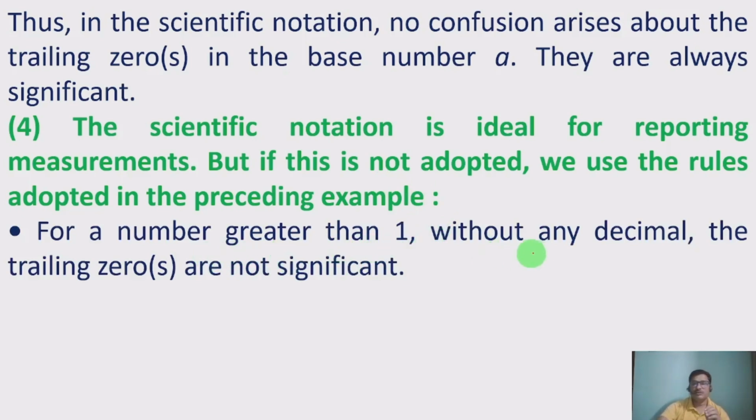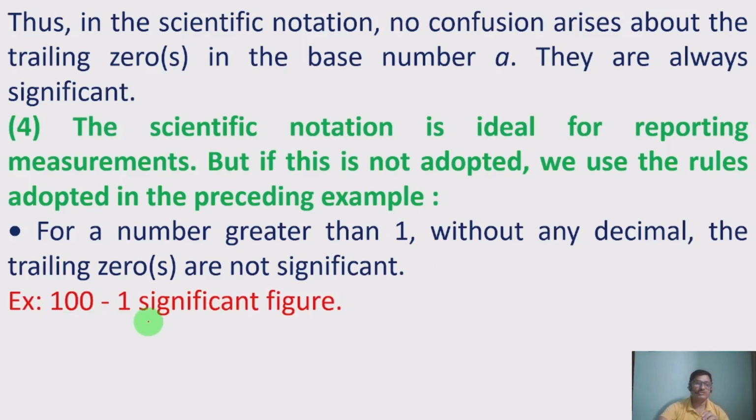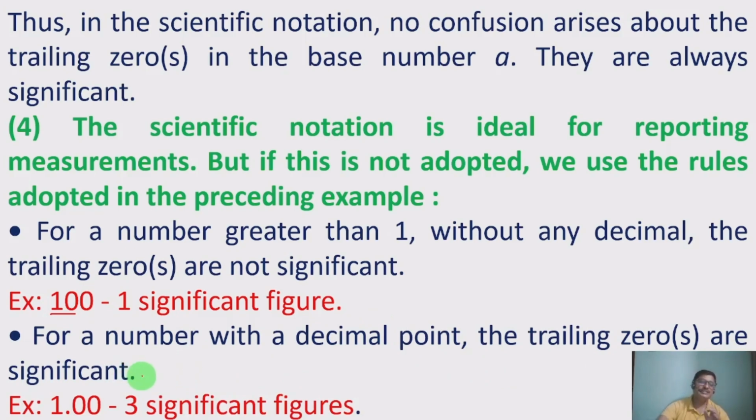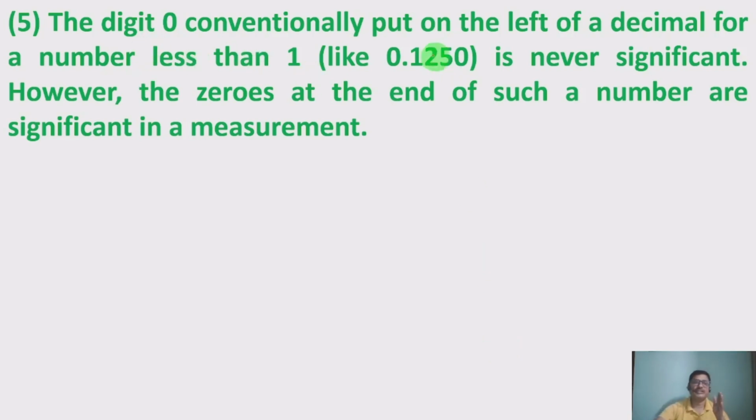For a number greater than 1 without any decimal, the trailing zeros are not significant. For example, 100 has one significant figure only; the trailing zeros are not significant for a non-decimal number. For a number with a decimal point, trailing zeros are significant. Therefore, 1.00, the trailing zeros here are also significant, so 3 significant figures.